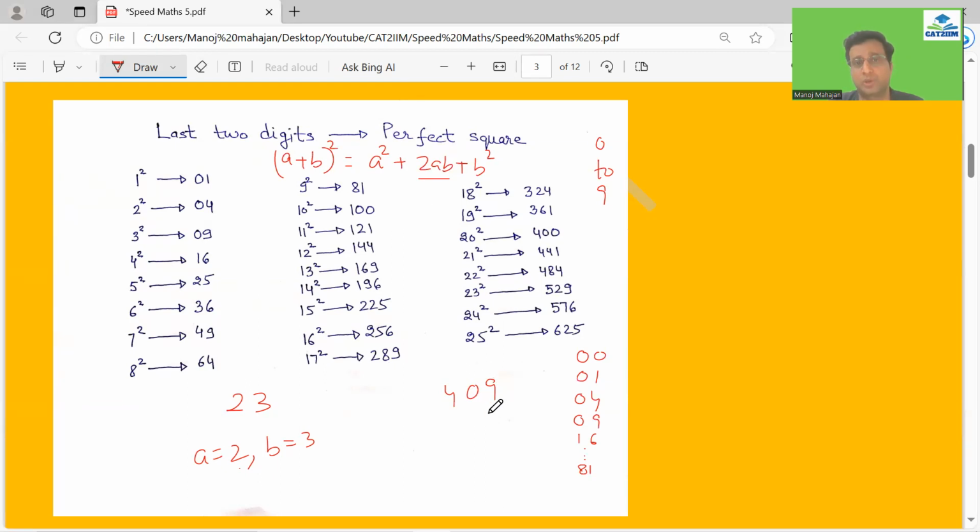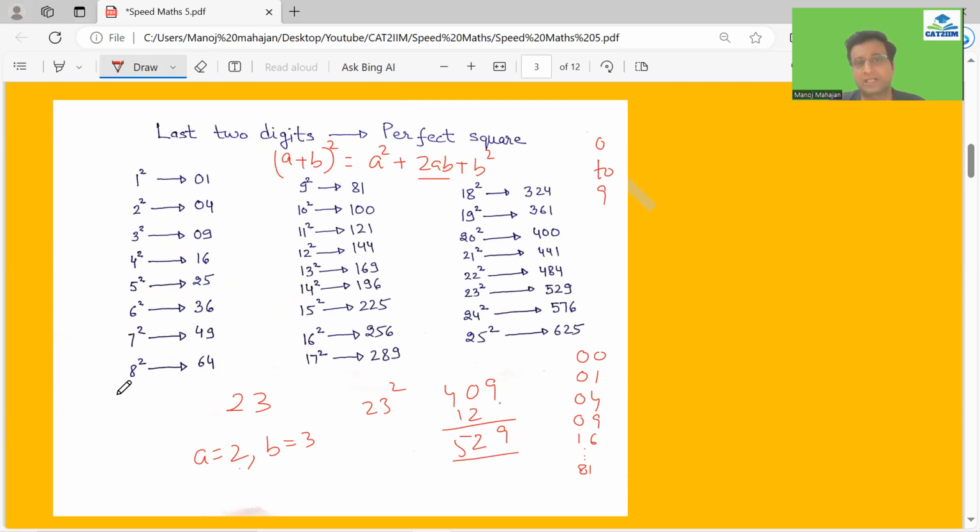Leave the space below the unit digit. Don't write anything over here. And what I'm going to write, 12, is over here. Now you do the addition. So you get the 23 square over here, which I'm finding. That is nothing but 529.